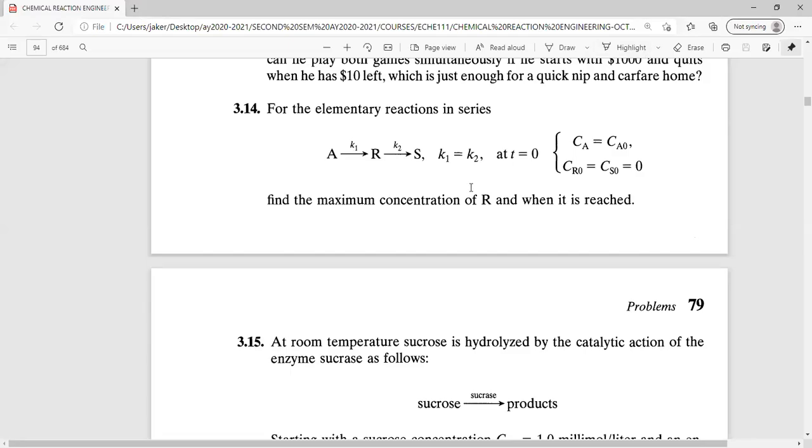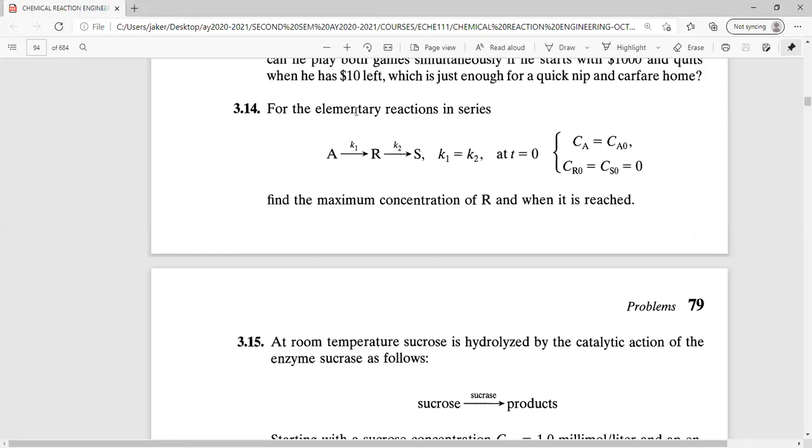Okay, so as a sample for the concept of two-step irreversible reaction in series, we will now be solving problem 3.14 from Octave Levenspiel's book of Chemical Reaction Engineering. You are given here a series reaction starting with species A, having intermediate R, and final product S.